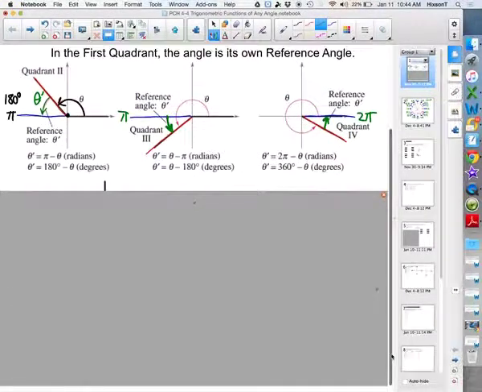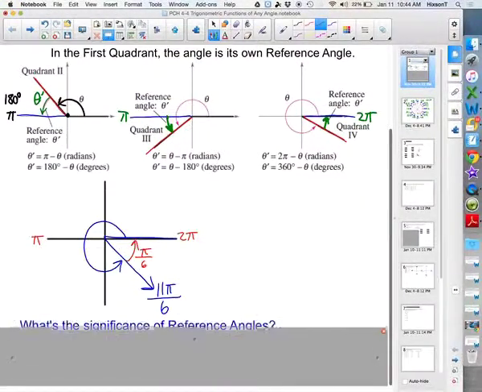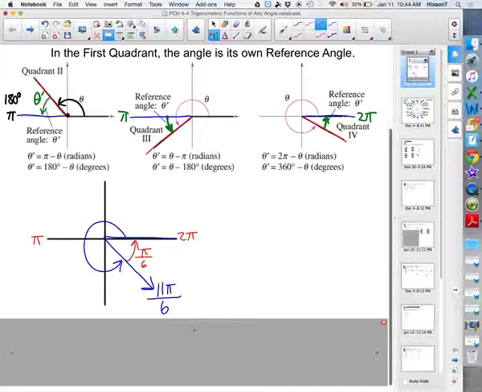So what I want to do first of all here is to practice a little bit. You'll notice here we have an angle 11 pi over 6, and I have here the reference angle labeled as pi over 6. That's because 2 pi, if I have a common denominator, would be 12 pi over 6. So 12 pi over 6 minus 11 pi over 6 is just 1 pi over 6.